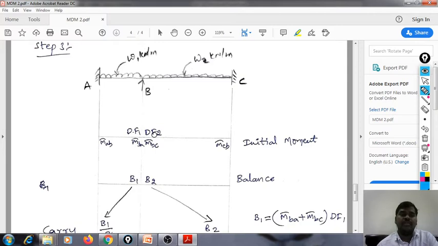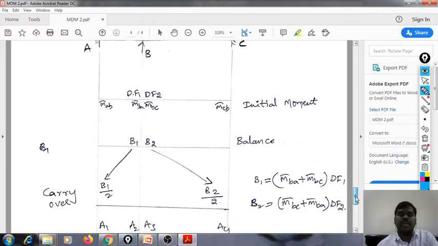So df1, df2 is written as it is, with m bar AB, m bar BA, m bar BC and m bar CB as initial moments. The first step is to balance the moments. How to balance the moments? B1 is m bar BA plus m bar BC into df1, the distribution factor. With that mathematical expression, we get B1. And B2 is m bar BA plus m bar BC into df2. So here you will get B2. B1 and B2 are nothing but balance moments.